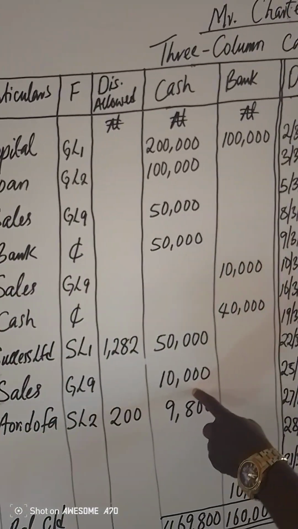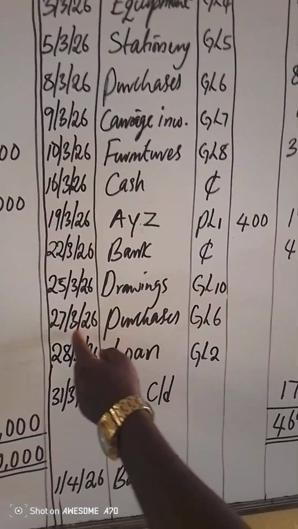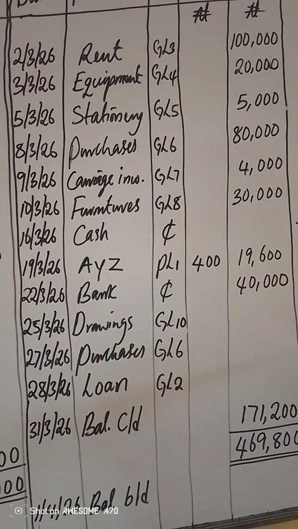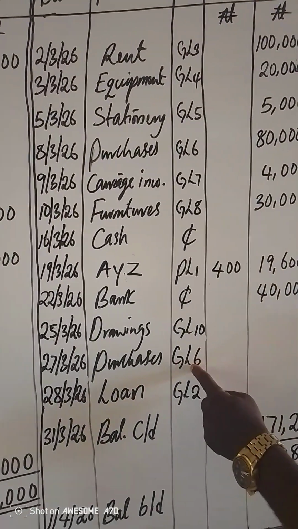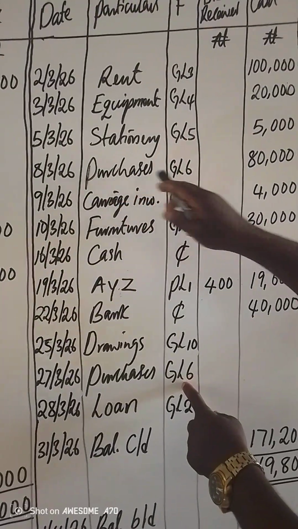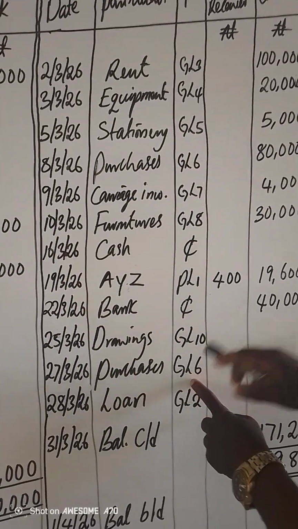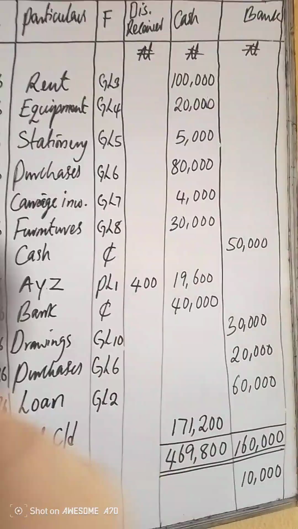Then on the same day, you come to purchases. Now say on the 27th of March 2026, the business purchased goods worth 20,000 by check, as you can see, and this is GL6. If you can go back, it's going to purchase 7 GL6. So anytime you're talking about purchases, you must refer to General Ledger 6, and this has been credited because money is going out of the business.